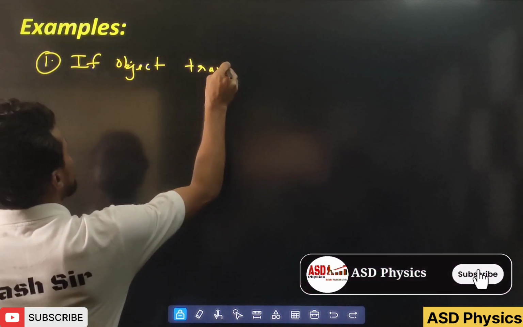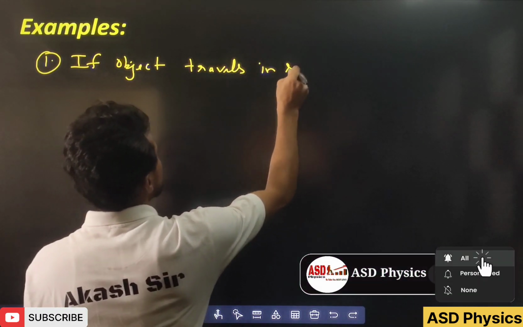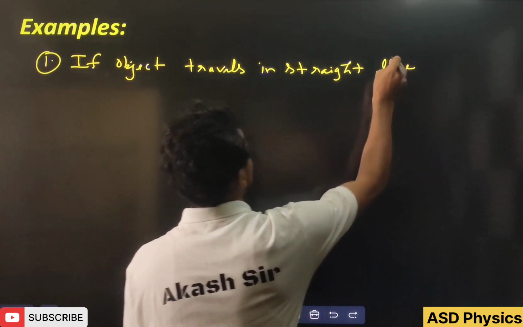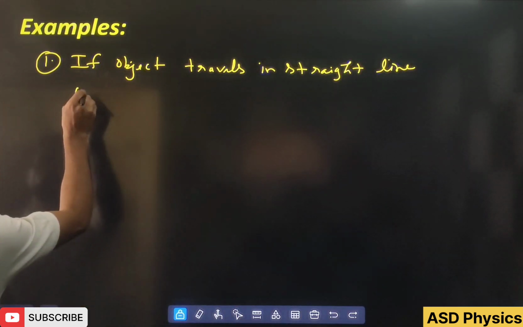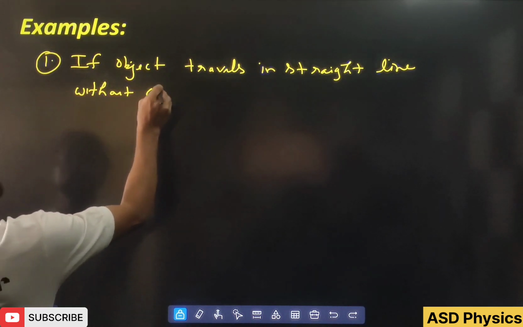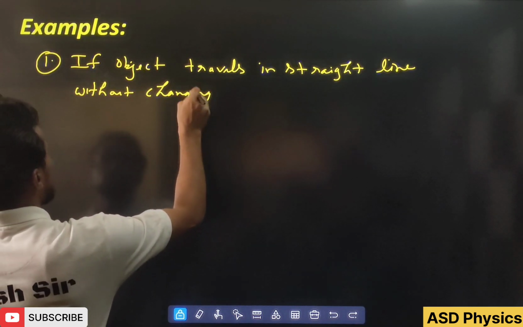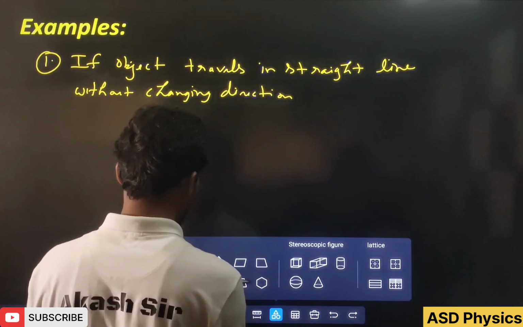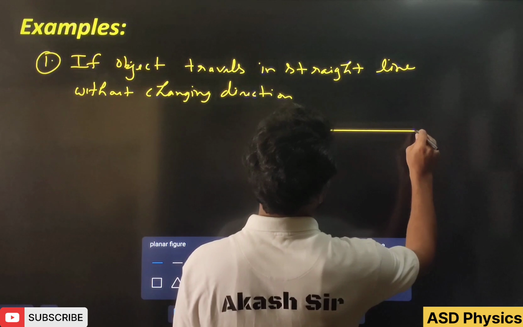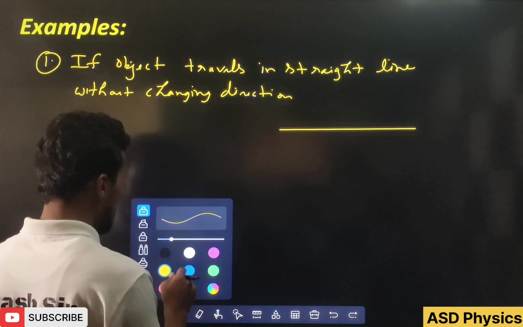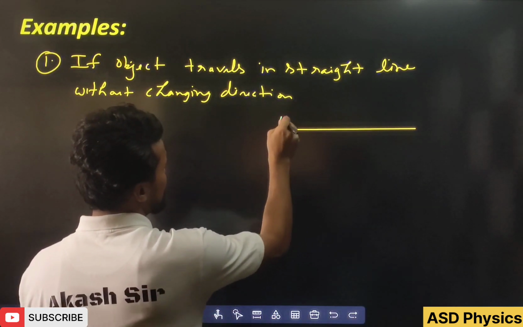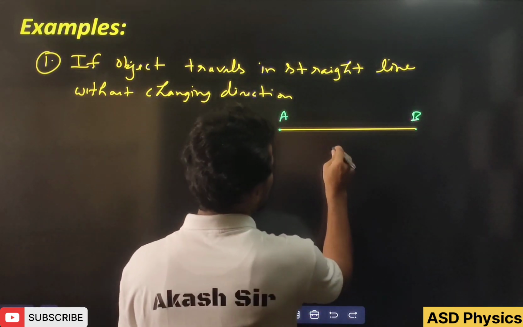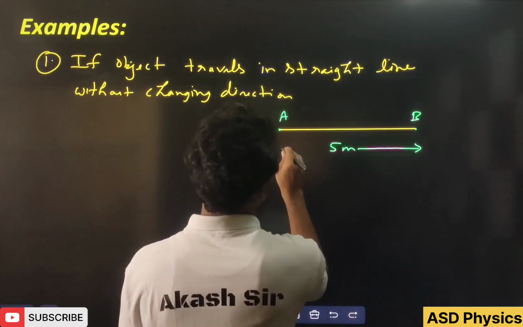If an object travels in a straight line, very important, straight line without changing direction. What is this? Without changing direction. Okay, so let's take for example, here I have taken one line. And here, students, one object is moving from A to B. And let's take for example, this is 5 meter. Now just moving A to B.